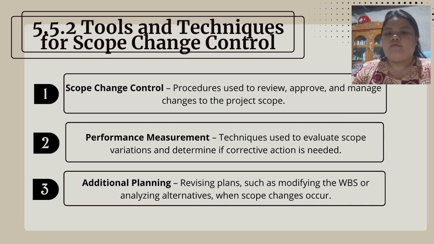Additional planning: revising plans such as modifying the WBS or analyzing alternatives when scope changes occur. Example is updating the project schedule and task assignments after approving a scope change to include extra testing.